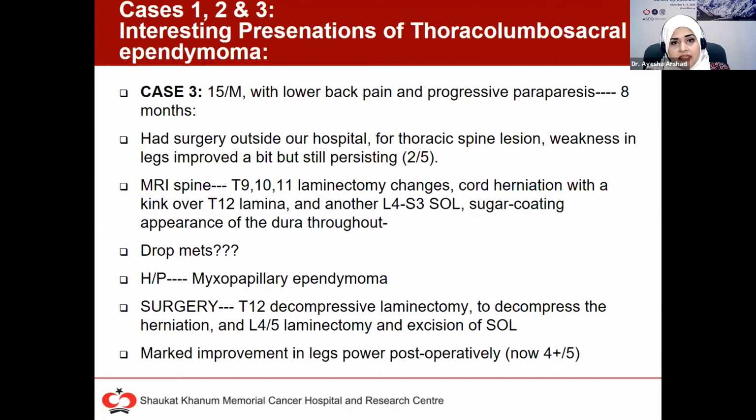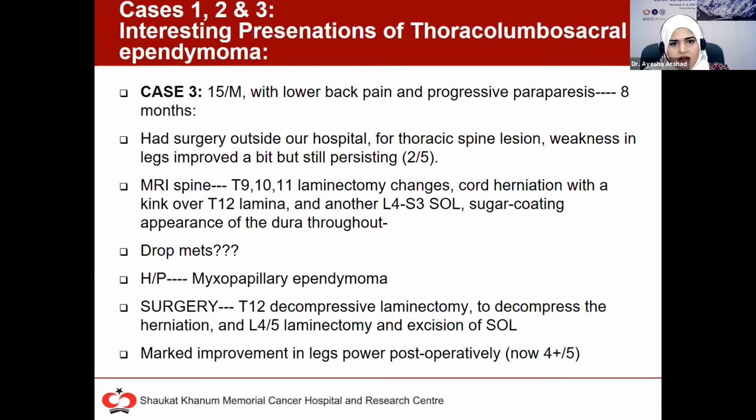So this is the third case, and this is actually quite an interesting case. A 15 years old gentleman, he presented with lower back pain and progressive paraparesis, again for about 6 to 8 months. What happened in this case was that this poor boy belongs to a rural area. It took him a while to get to a spine surgeon. By that time, he was almost paraplegic. So he was operated initially by a spine surgeon outside Shaukat Khanum hospital.